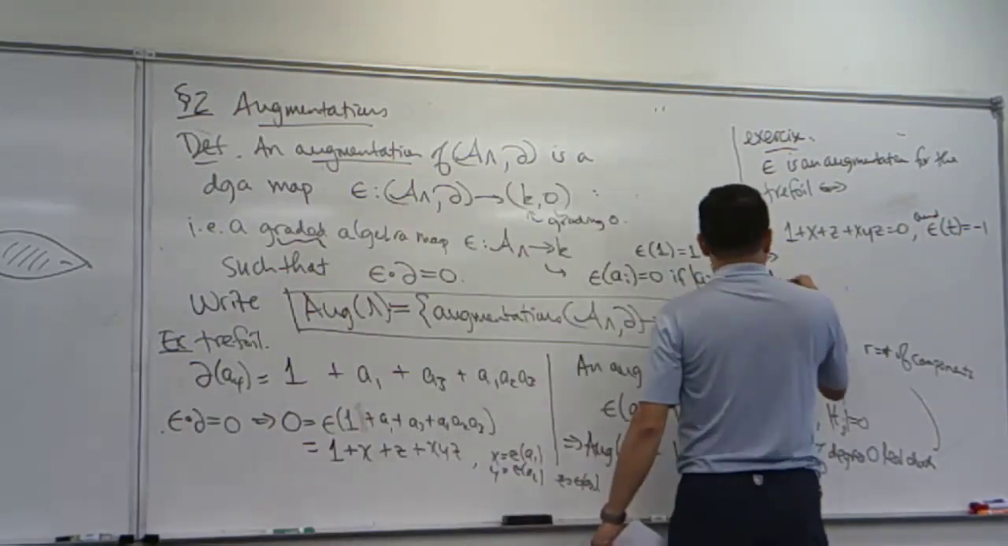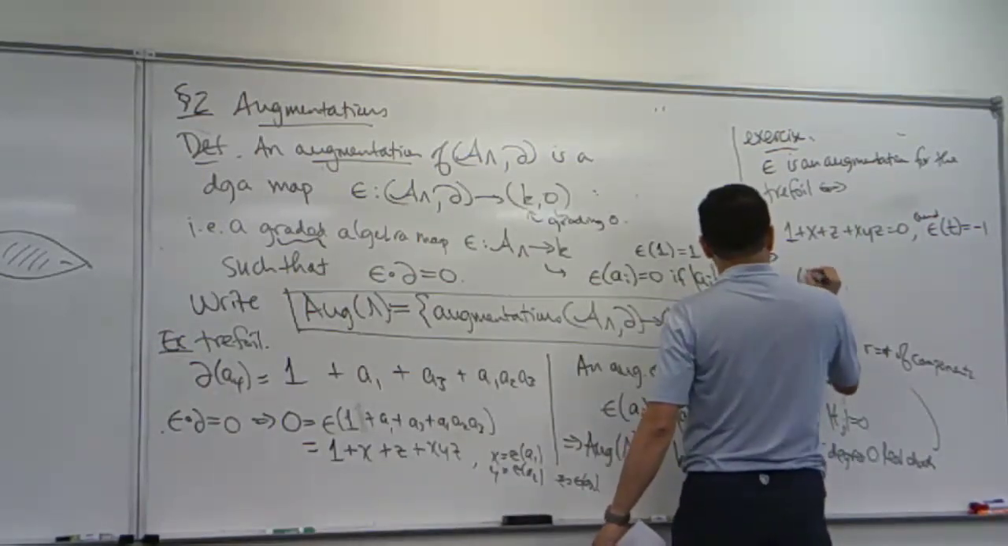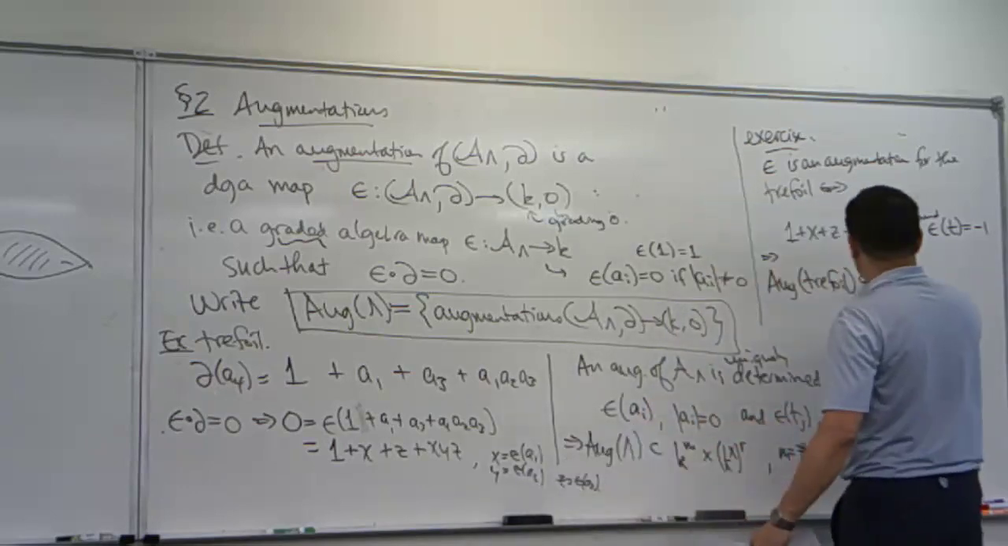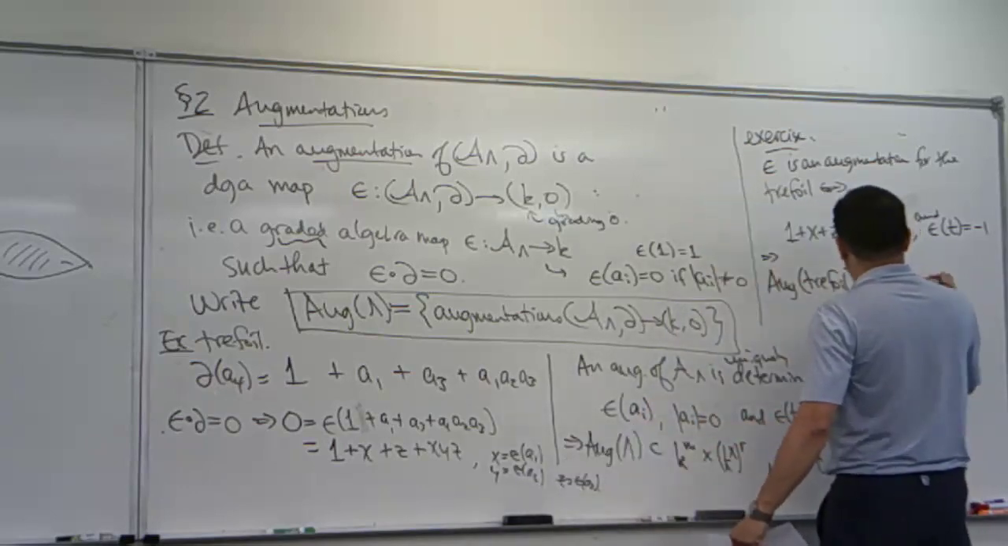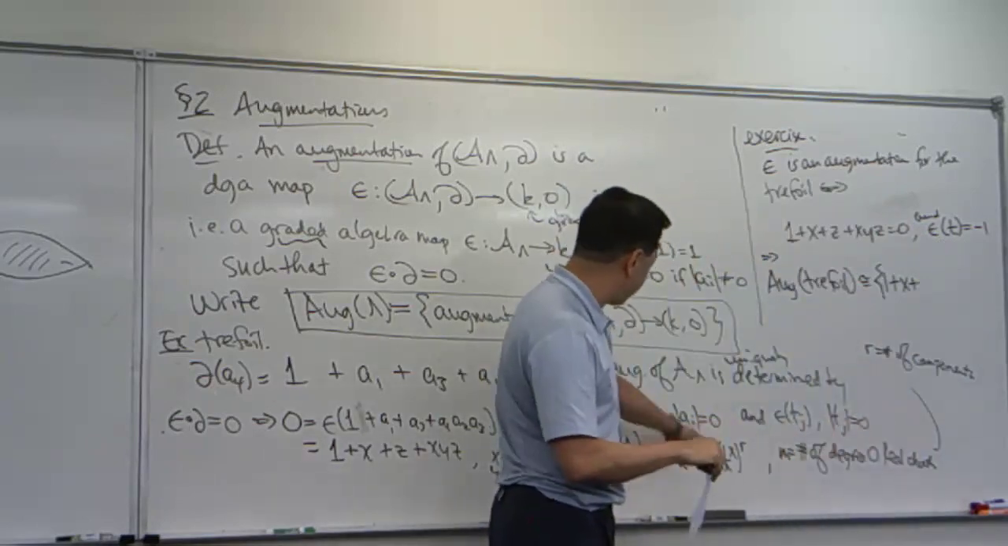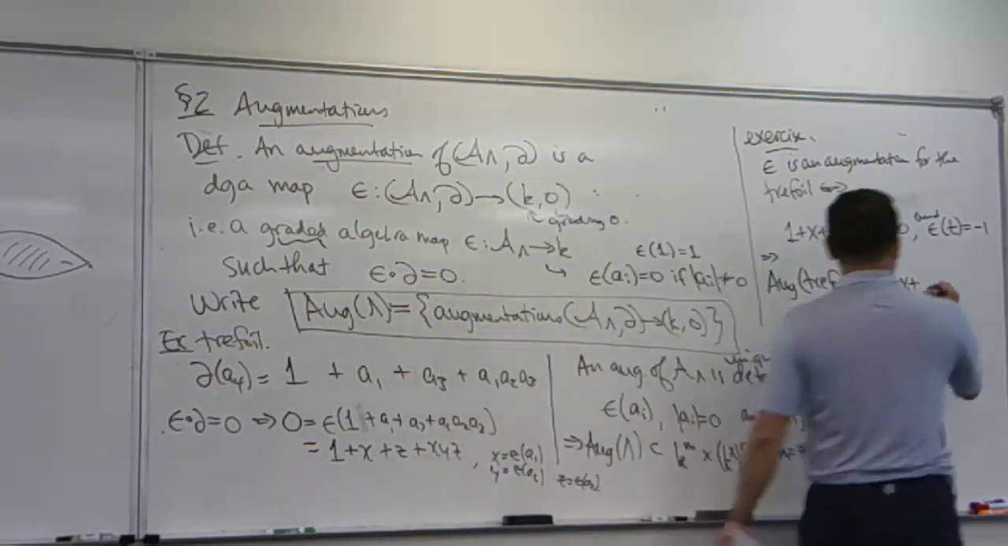So what that tells us is that the augmentation, so Aug of the trefoil, is the vanishing locus of that polynomial. Since t has to be set to -1, that encodes no information. The interesting stuff is inside of K cubed.